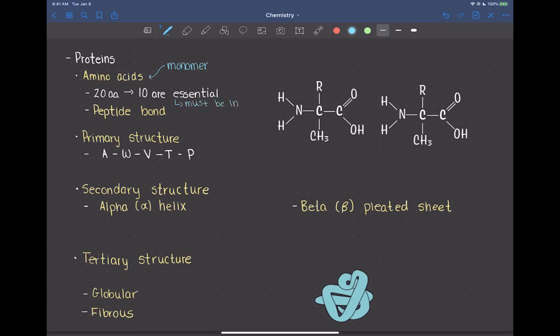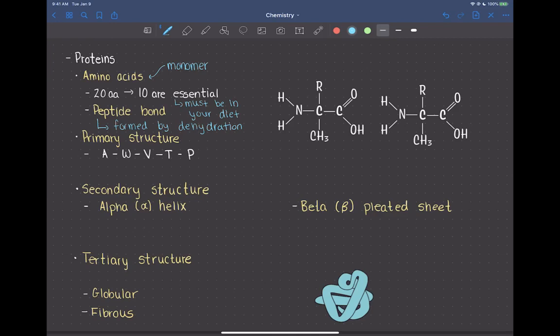All right. That's because there are 10 that your body can synthesize on its own. It can make them itself, but there are 10 that it cannot. And so that means you have to actually eat foods that contain those essential amino acids. Okay? All right, so when we take two amino acids and we link them together, the bond that forms between them is called a peptide bond. And so that bond is formed by dehydration synthesis.